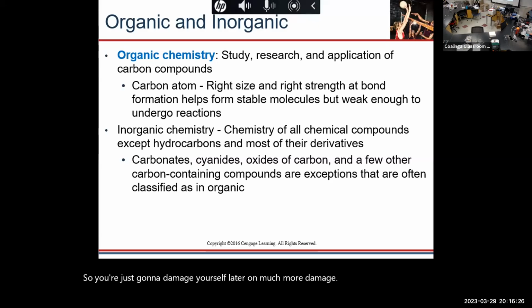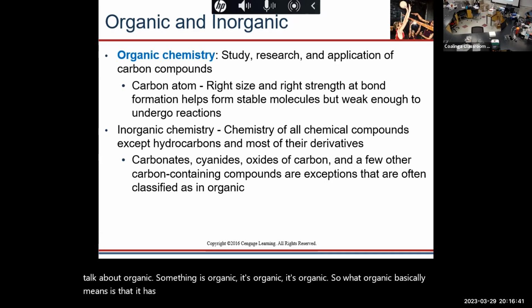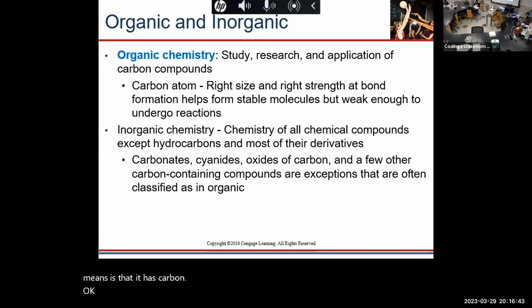Okay, organic chemistry. So let's look at the definition of organic chemistry. Often we will talk about something being organic. What organic basically means is that it has carbon. Organic molecules are molecules that have carbon in them.